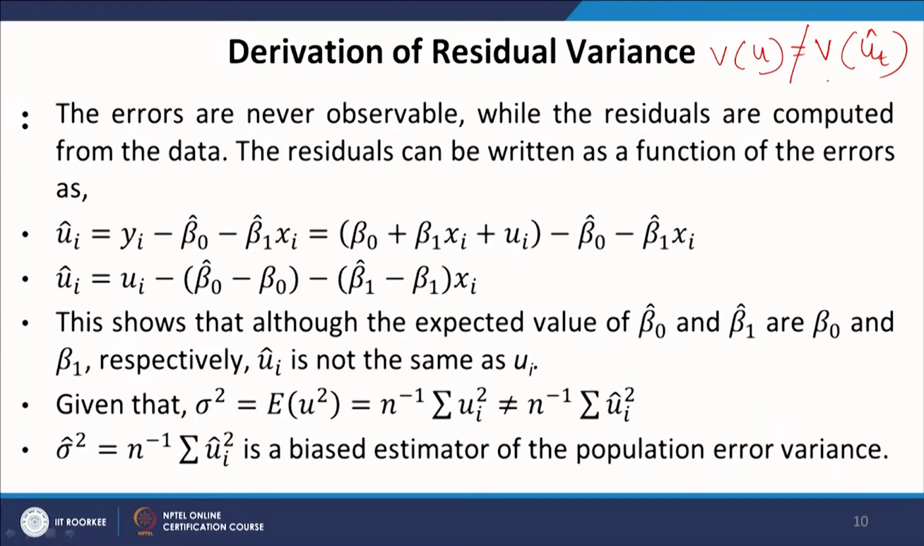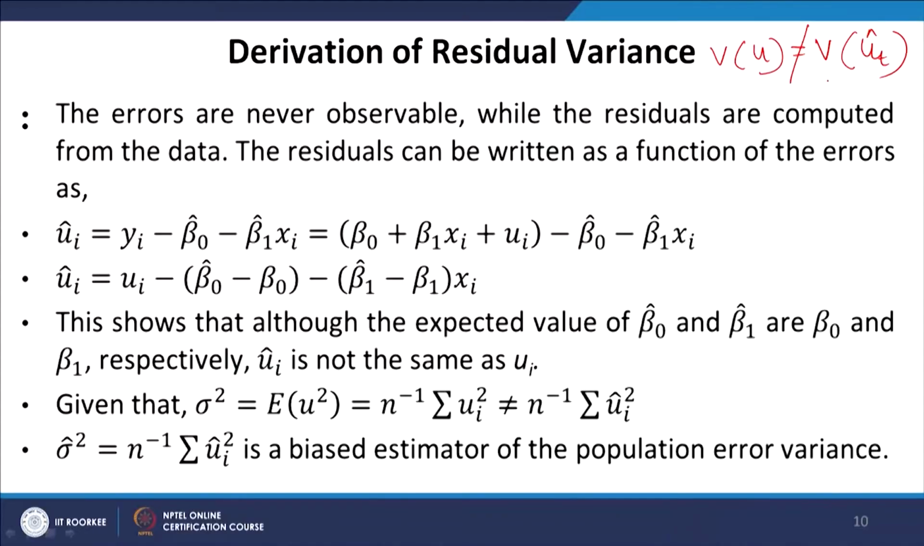Now, first of all, why would the residual variance be different from the population error variance? What I am trying to claim here is that the population error variance is actually not equal to the variance of the residual, and first of all that is explained here, that why it is so. The errors are never observable, while the residuals are computed from data. The residuals can be written as a function of the errors as ui hat equals yi minus beta naught hat minus beta 1 hat xi, right.